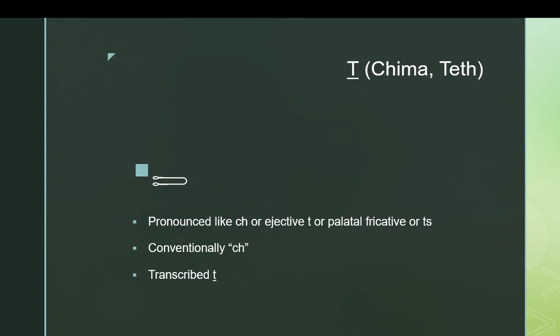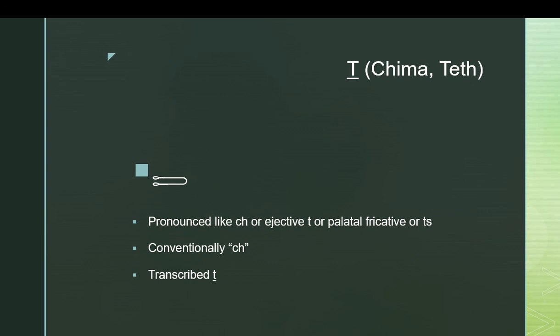Then you have a T with an underline. Hoch gives the name for this as Chima, which I rather like. There's also Teth, which is the emphatic T in Semitic languages. It's represented by a length of rope with little loops at either end. Looks almost like a bola.